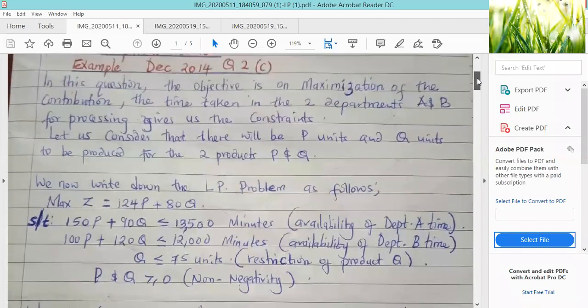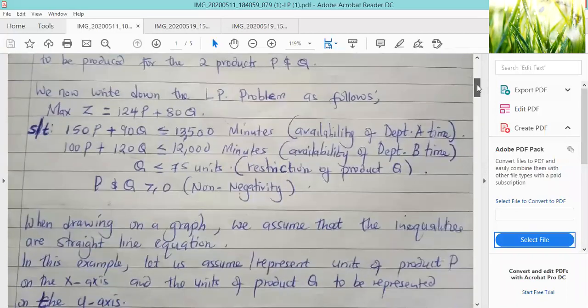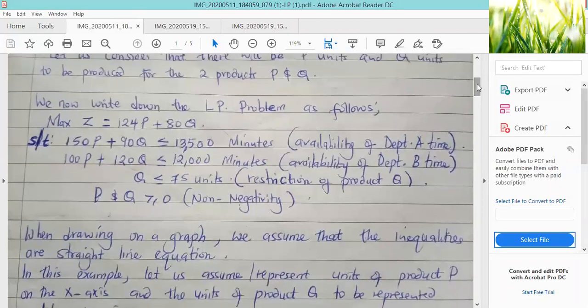I've said, let the number of units of product P be just P. I've not changed them. And then those of the Q to be just Q units. But you can always have your own way, like you can use X and Y if you feel that is comfortable. But as we say so many times, this word let is very, very important to us to be able to start off the problem. And again, to give the guidance to the person who is to follow up our work. So the problem is on maximization of what?